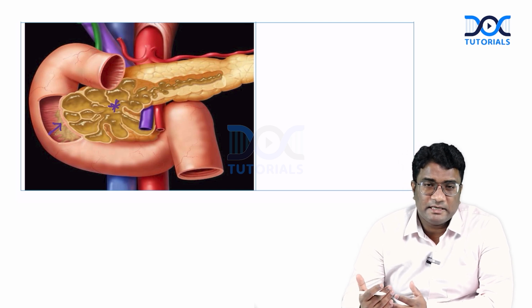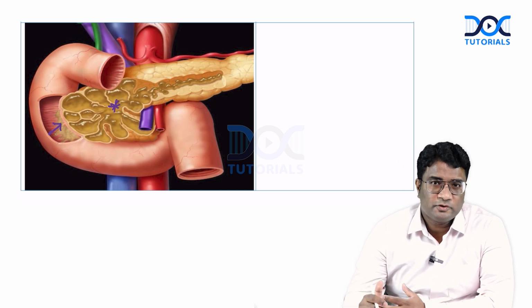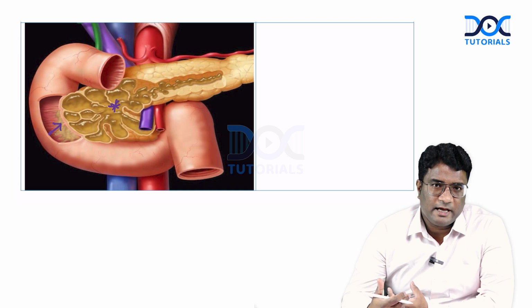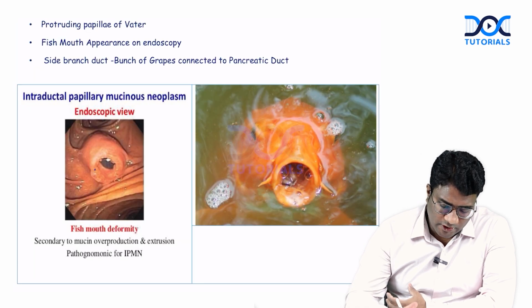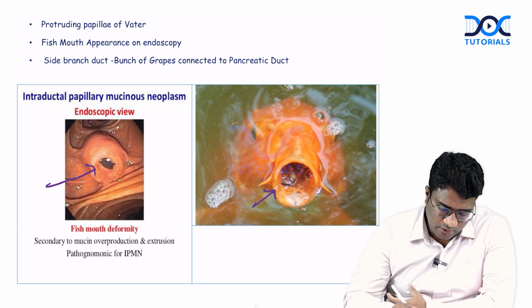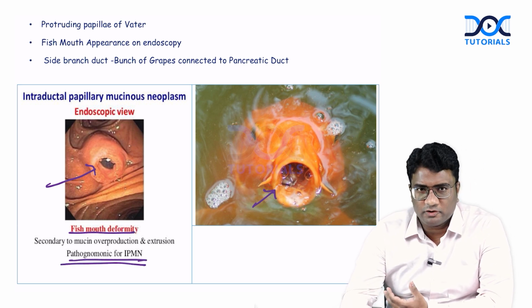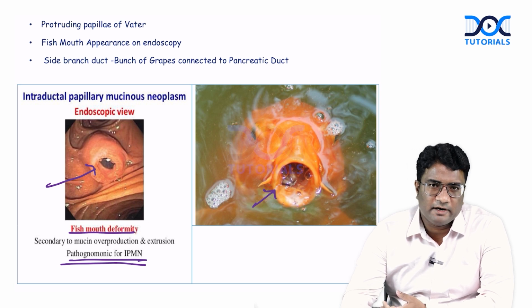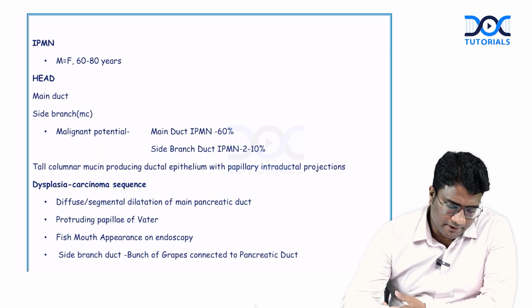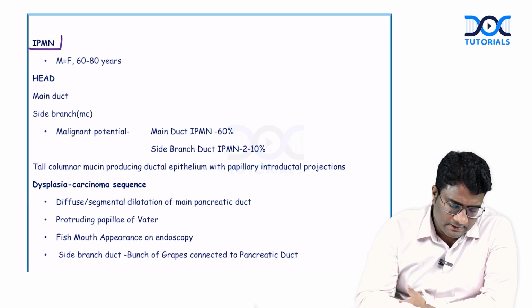And as the name says, it is intraductal mucinous, with a lot of mucin production coming out of the ampulla of Vater, which on imaging will appear like a fish mouth appearance on endoscopy. So, fish mouth appearance on endoscopy is pathognomonic of IPMN, overproduction of mucin coming out from the ampulla of Vater. This is intraductal papillary mucinous neoplasm.